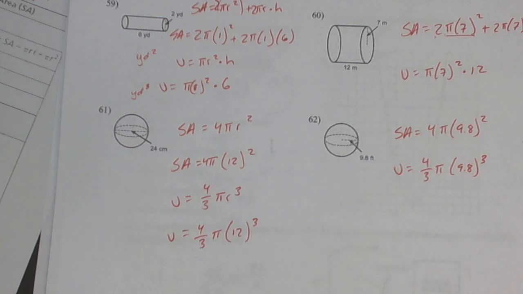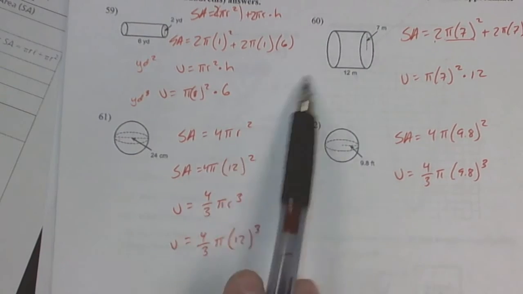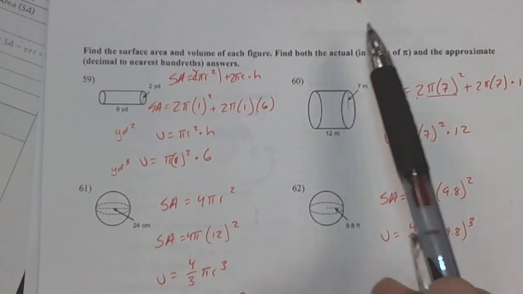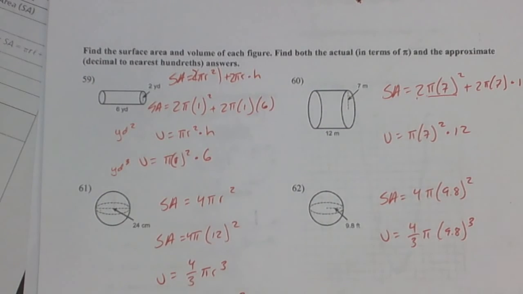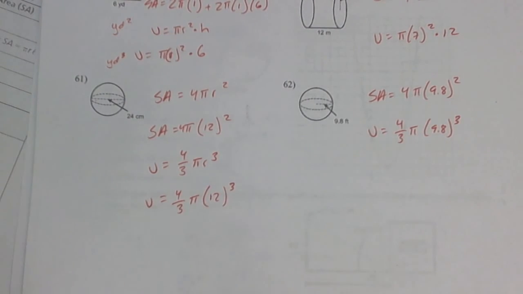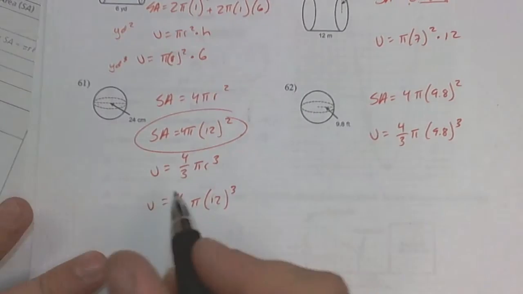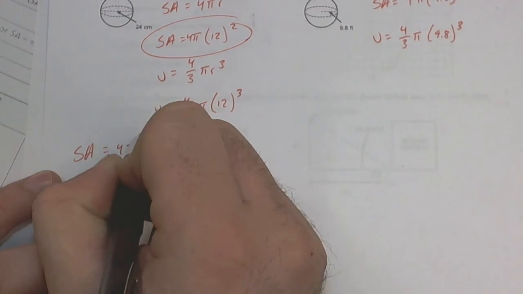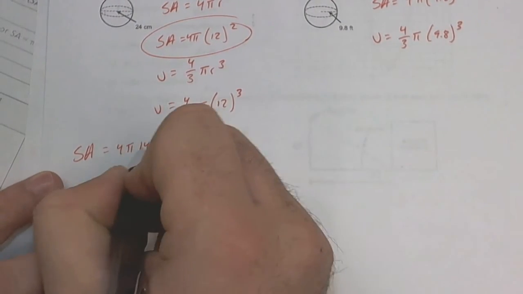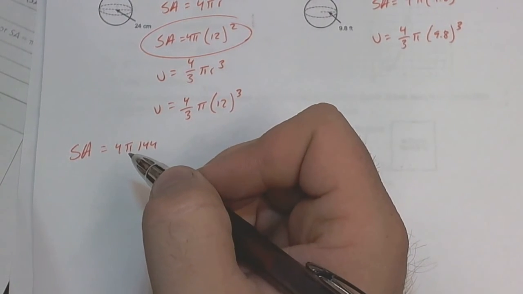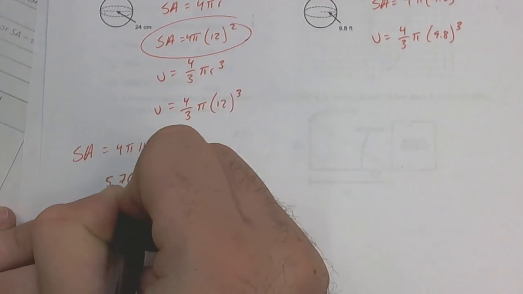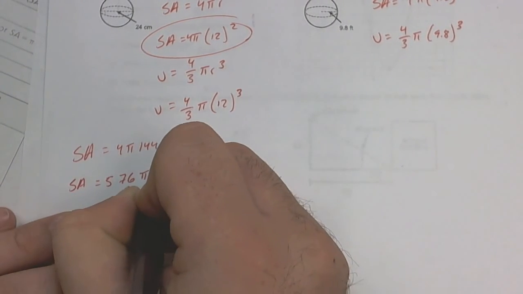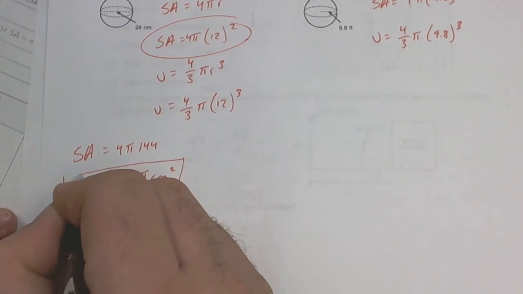Now, just as a reiteration, what are they talking about when they say they want the actual, let's go back up to the instructions, the actual in terms of pi and the approximate decimal. Okay, so I set these up. I'm just going to do one of these real quick to show you what I am talking about with exact and approximate. So let's do surface area. I've got surface area was 4 pi r squared, r squared is 144. 144 times 4, 576 pi. Surface area, centimeters squared. That's what I mean by exact.